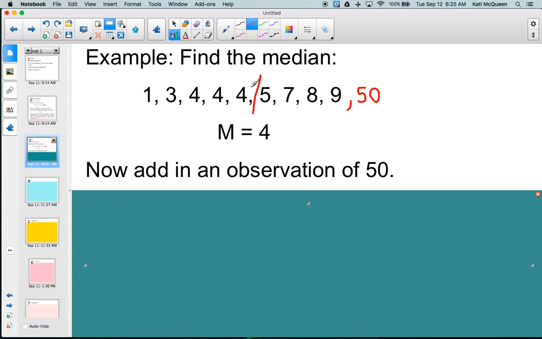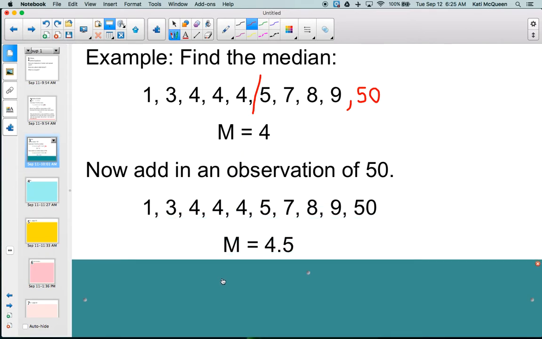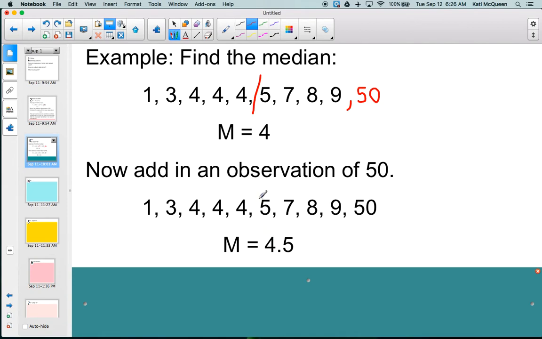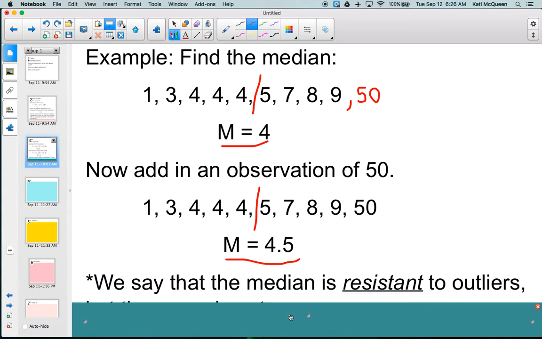So instead of circling a value, this is what happens when we have an even number of observations. It goes between here. So I want to look at between 4 and 5. And exactly between 4 and 5, well, we happen to have it right there as well, would be M equals 4.5. So my median, when I added in that 50, changed from m equals 4 to m equals 4.5. Okay, so not a big change here, right?